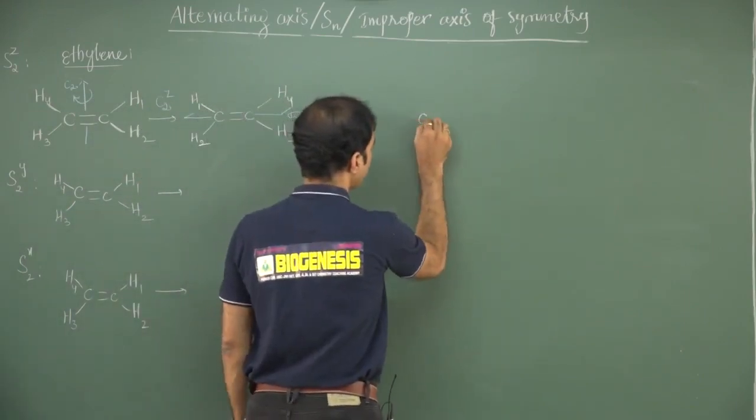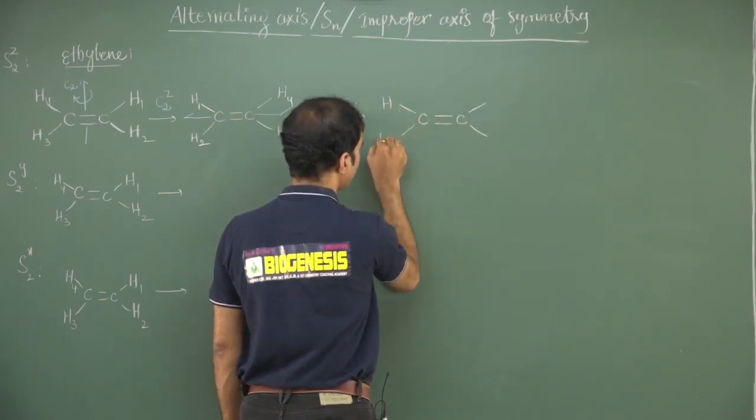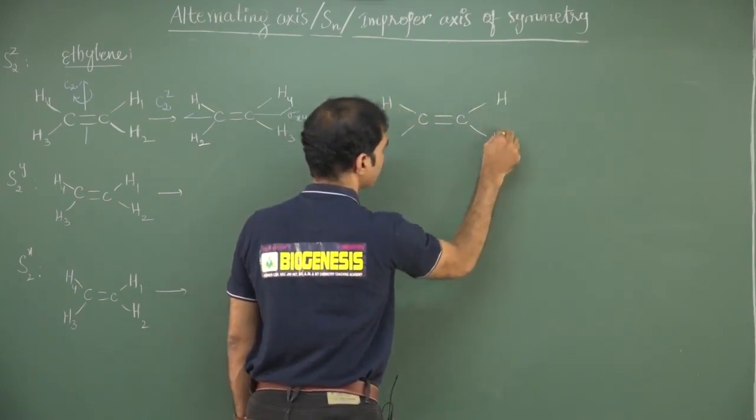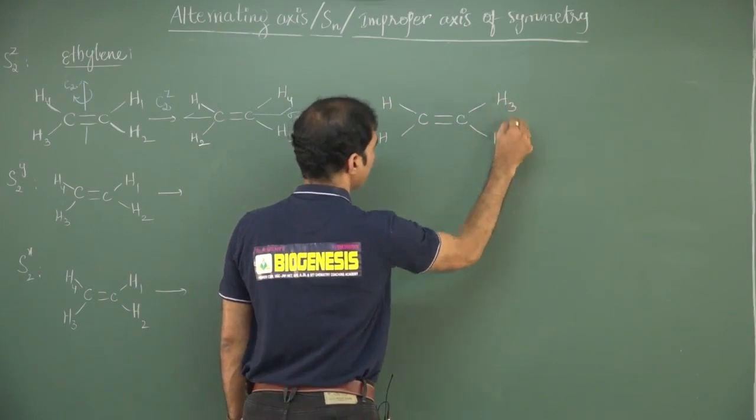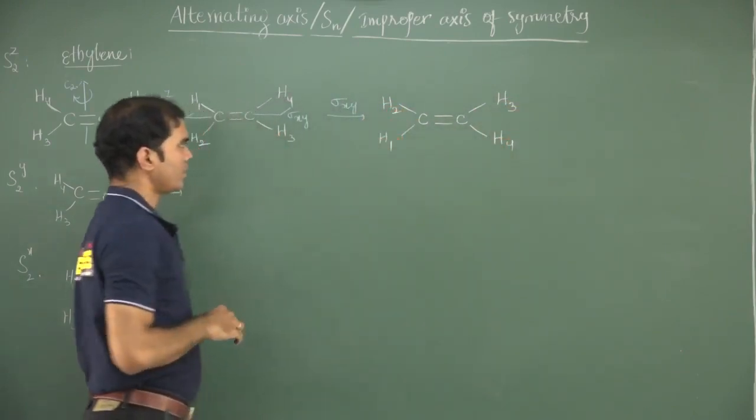What you get is above and below hydrogens get exchanged. 3 and 4 are getting exchanged. 2 and 1 are getting exchanged.